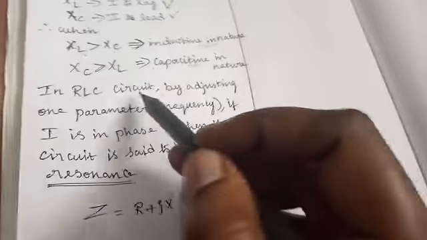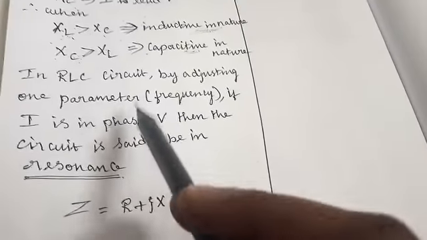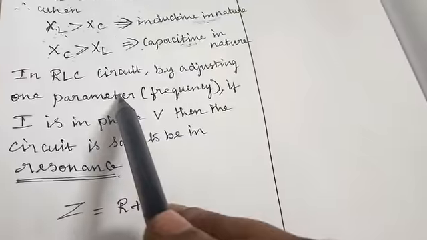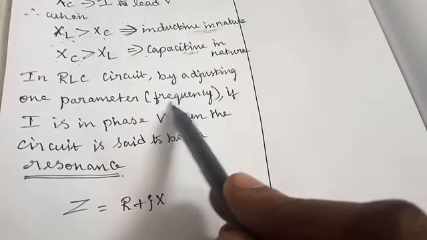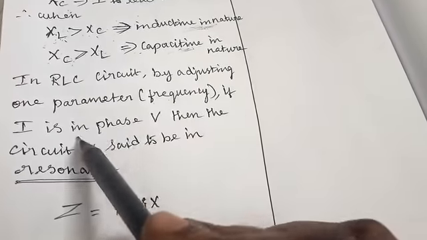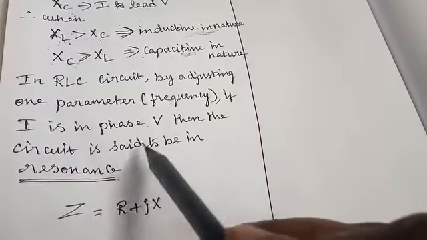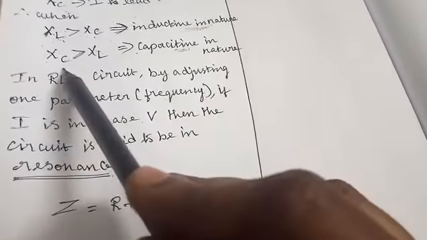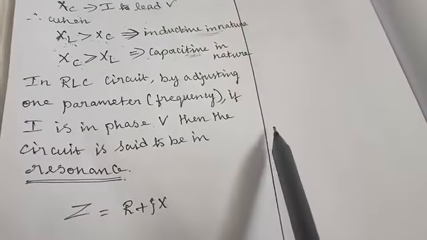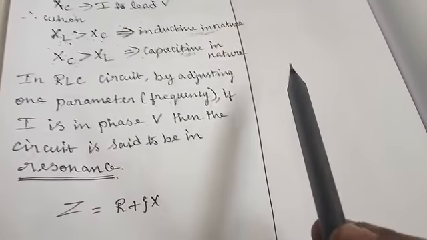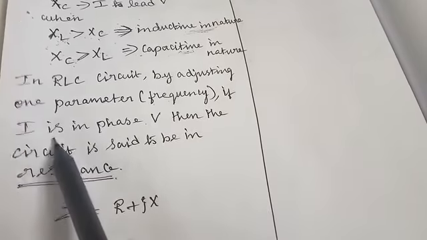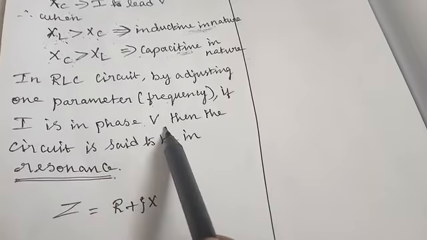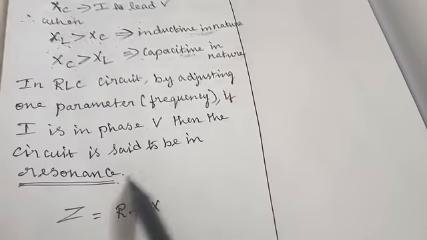Now we'll come to resonance. இப்போ resonance-னா என்னன்னு பார்ப்போம். In RLC circuit, by adjusting one parameter, and that one parameter is nothing but our frequency. If I is in phase with voltage, then the circuit is said to be in resonance. அதாவது RLC circuitல if I'm going to change one parameter, and that parameter is our frequency. By changing that particular parameter, if I'm able to make my current to be in phase with voltage, then the circuit is said to be in resonance.